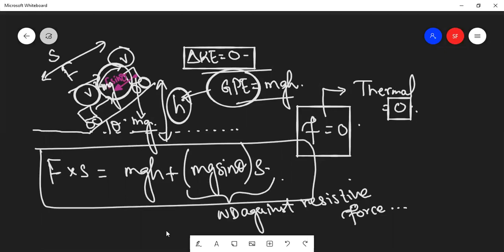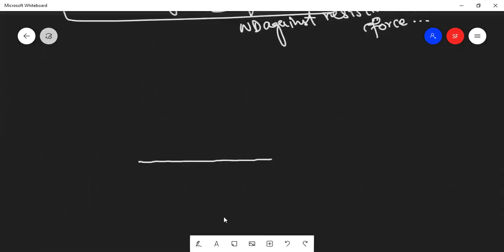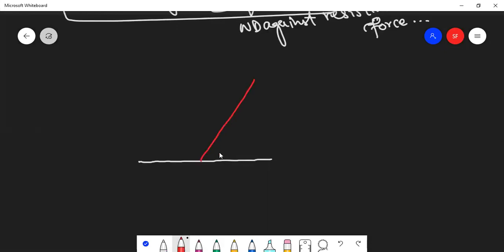Okay, it's done. Now, if this is an inclined plane, this is an angle theta, and there is an object sitting right over here. Okay, that's too steep. Let me make it a bit flat. This is an inclined plane, and there is an object right over here. Now tell me all the different forces that act on this object.